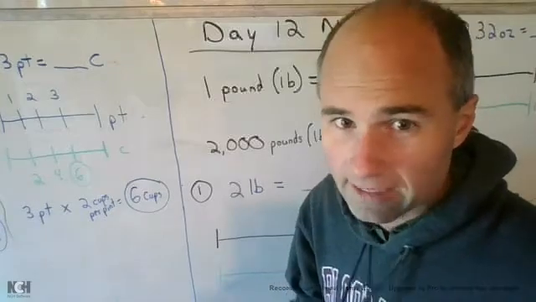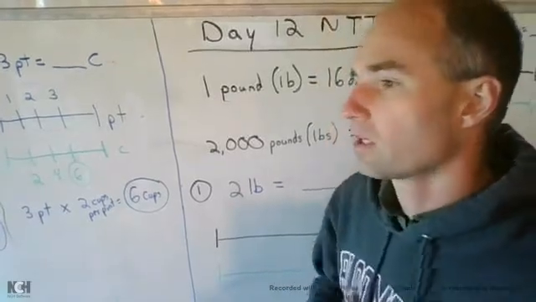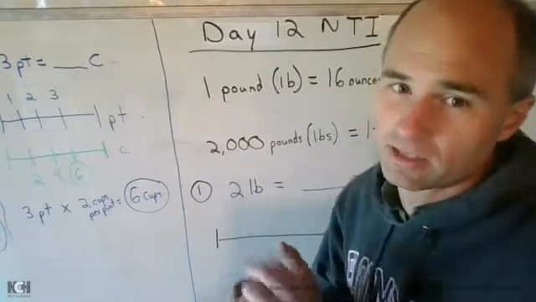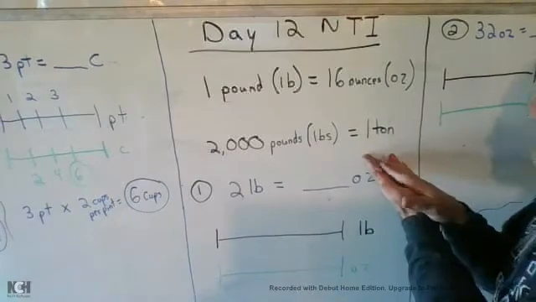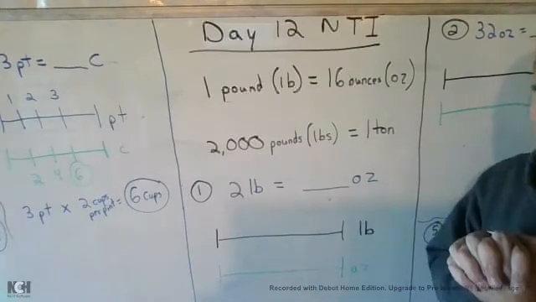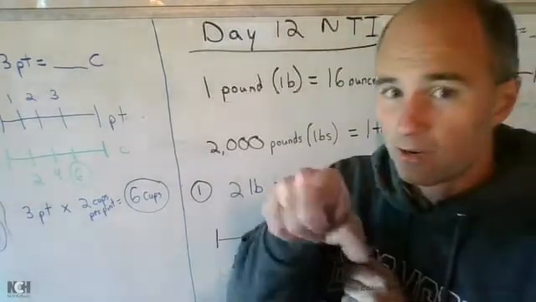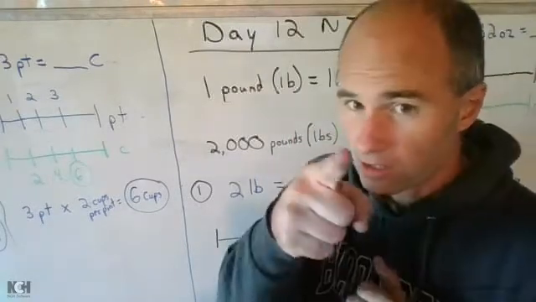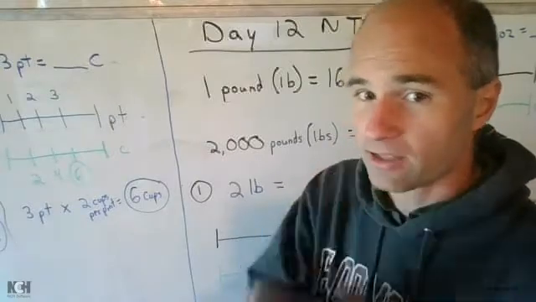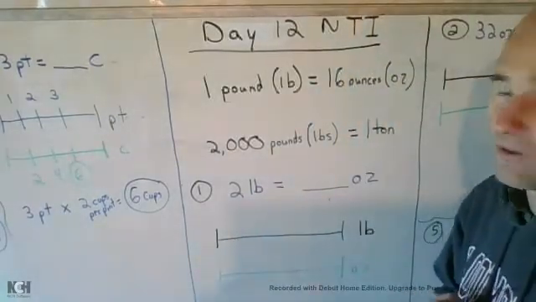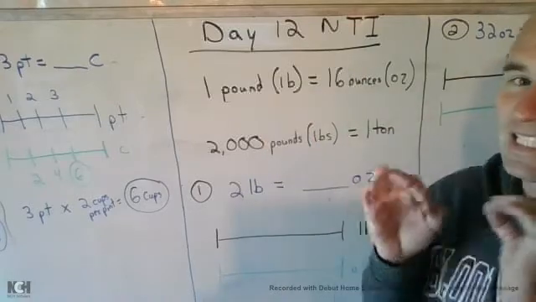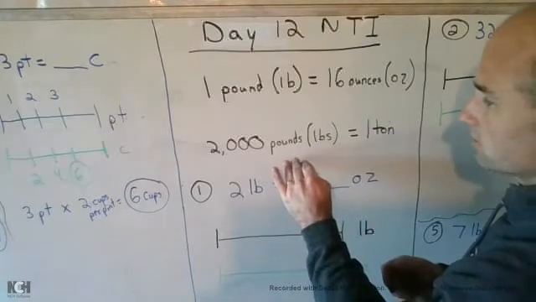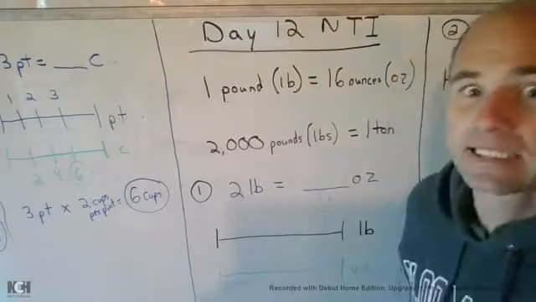So yes, we are talking about pounds and ounces and even tons today. Tons. I know there's nobody out there that weighs a ton. That's for sure. Your car, your parents' car, that is, but not you. So we can identify that 1 pound equals 16 ounces. 2,000 pounds makes 1 ton.